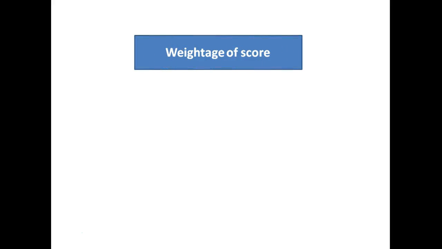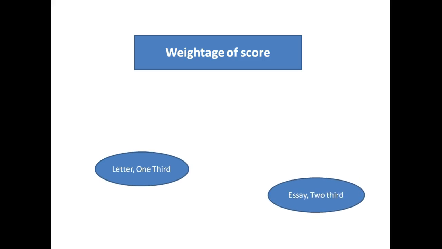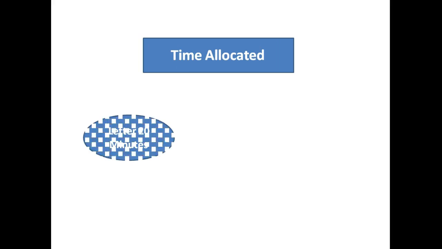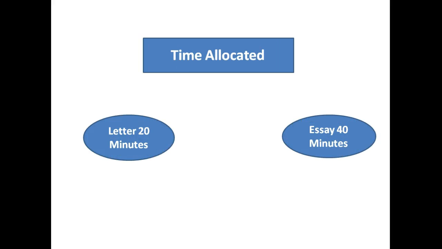Now, how is the weightage of score for these two questions? For the letter or the application, you get 1/3 of the score, wherein for the essay, you get 2/3 of the score. And if we look at the times that have been allocated for you to answer these questions, the letter you should ideally be writing in 20 minutes, wherein the essay you should ideally be writing in 40 minutes.